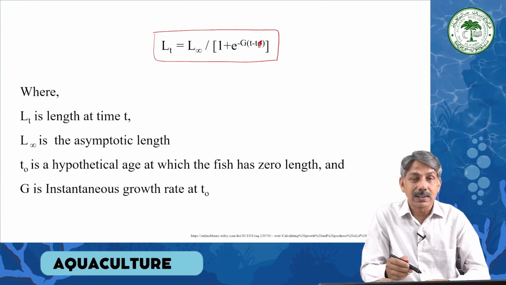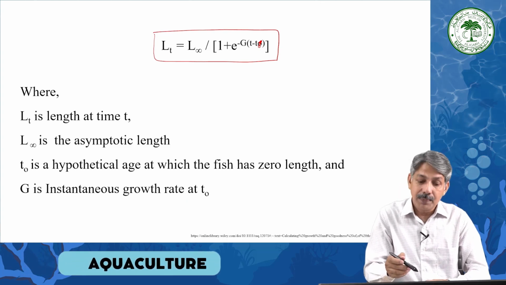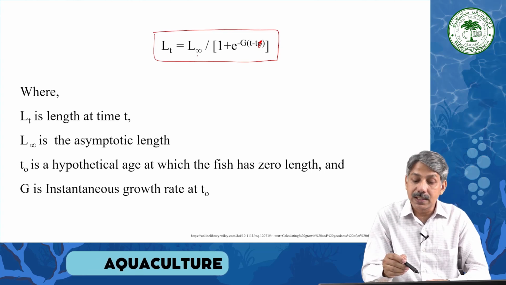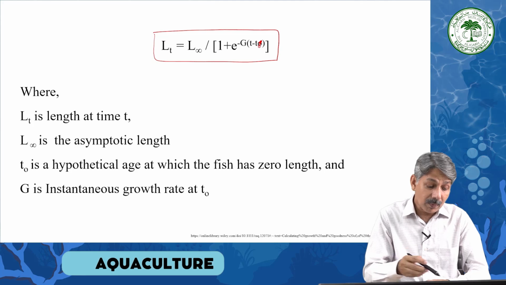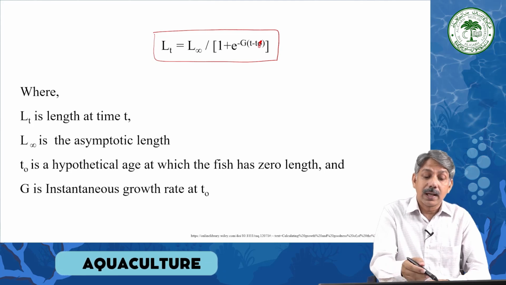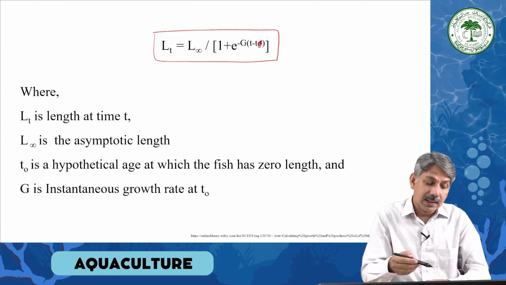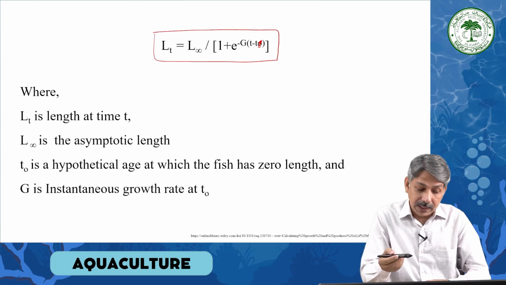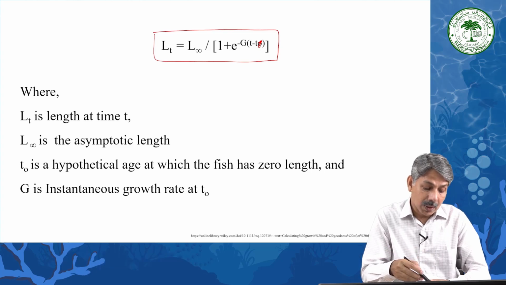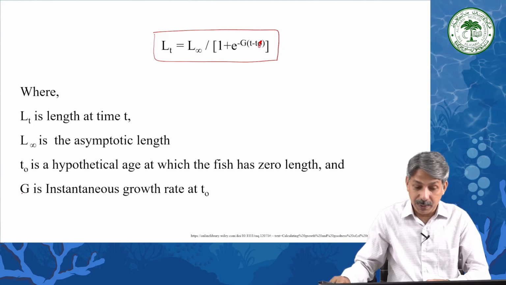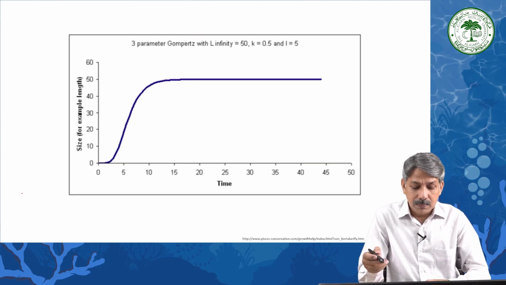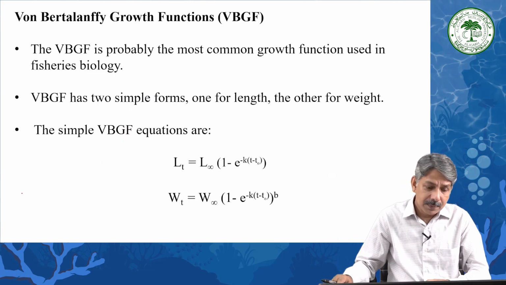So there are certain constants that we will have to calculate first. We will have to calculate L infinity, we will have to calculate t0, and then we can get the Lt data, length at time t, and the instantaneous growth rate, of course, this also has to be calculated first. So this is just an example showing how the Gompertz model is applied.